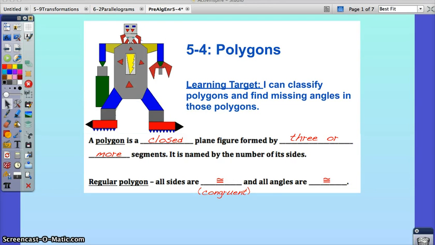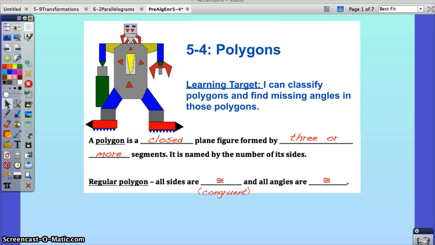So we focused on triangles yesterday. Let's talk about all the different types of polygons today. Your target is going to be that you will be able to classify polygons and find missing angles in those polygons by the end of the section. Copy down your target, and let's define what a polygon is first.